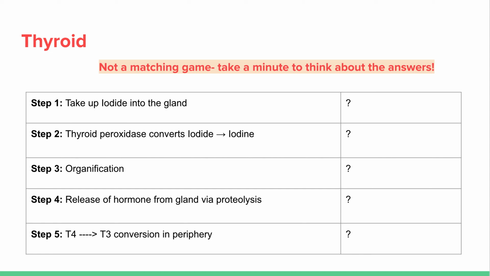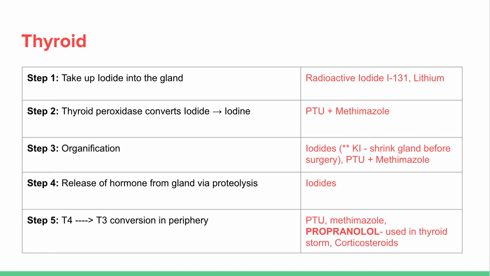Here, thyroid. So this is not really a matching game, but take a minute to think about the answers. And here they are. So what are the drugs that block at each of these different steps? Drugs that block taking up iodide into the gland, that's perchlorate and lithium. Thyroid peroxidase converts iodide to iodine, and this is our PTU, methimazole.